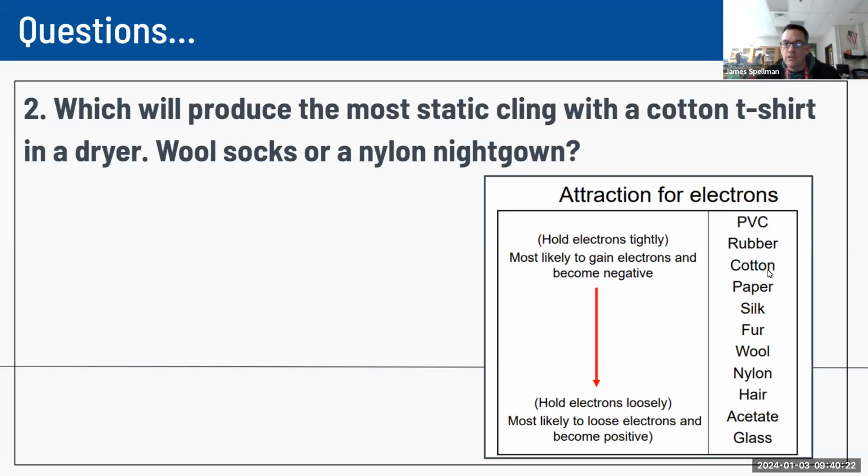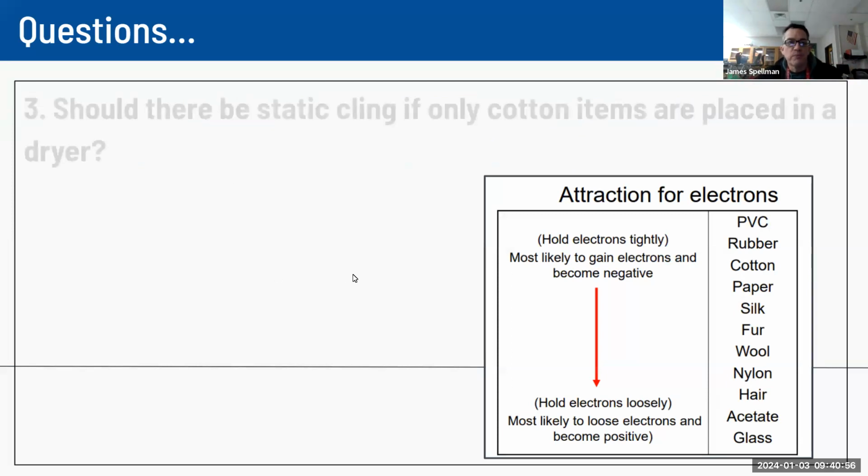If we look at cotton, cotton wants to hold on to electrons pretty tightly. If we compare it to wool, which is further down the list, and nylon, which is even further down the list, we would expect the nylon to lose its electrons even better than the wool. So the nylon, because it's closer to the bottom of the list, should lose its electrons more easily, and it should cause the charge to build up on the cotton even more. So with nylon and wool, the farther apart they are, the more the electrons are going to want to move from one to the other.